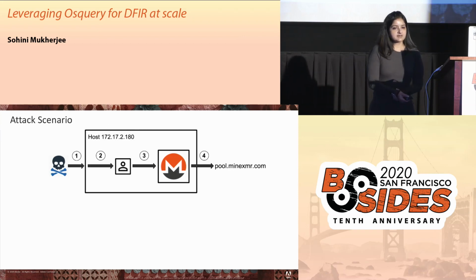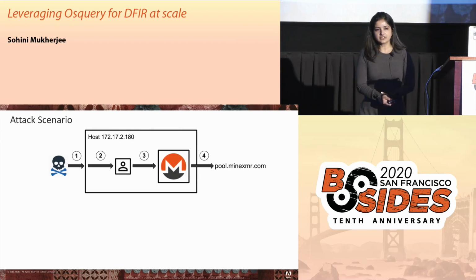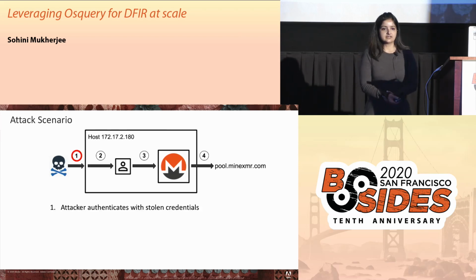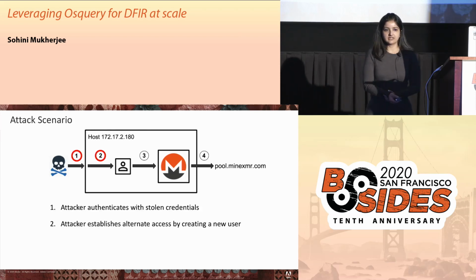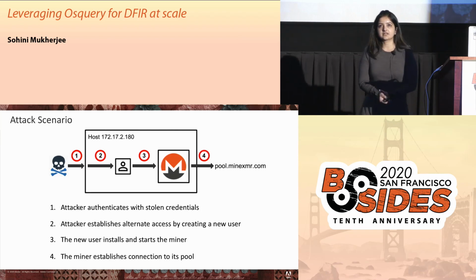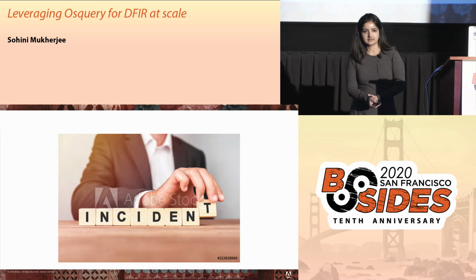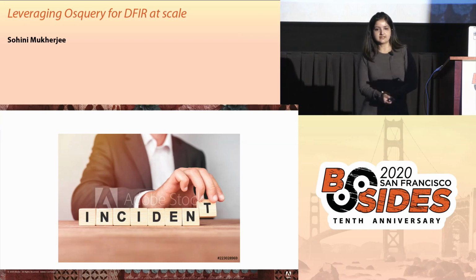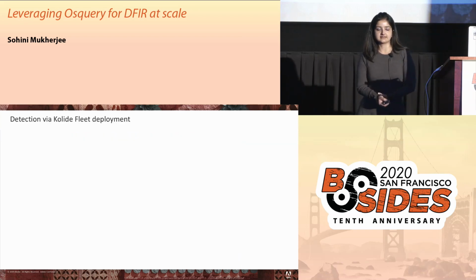Our attacker has been able to grab some credentials which were hard-coded in source code and inadvertently committed to a GitHub repo. The attacker authenticates with the stolen credentials and establishes alternate access by creating a new user account. The new user now installs and starts the miner, and the miner establishes a connection to its pool. Hopefully the SOC team has been alerted and incident response kicks in.